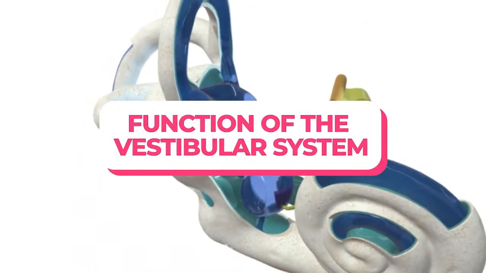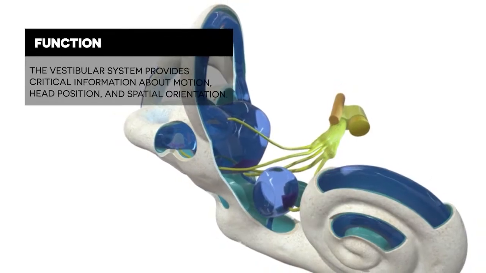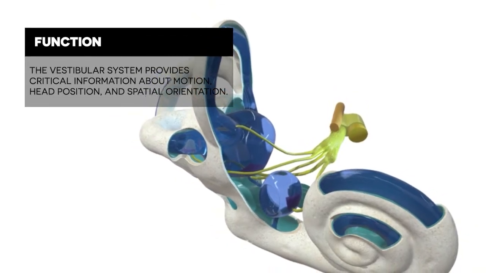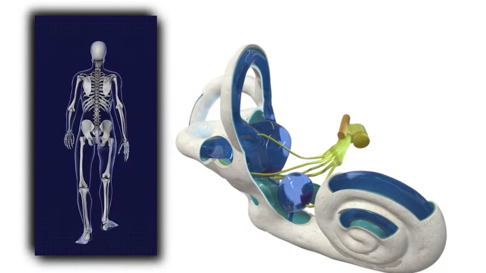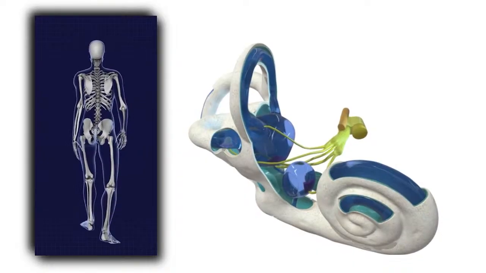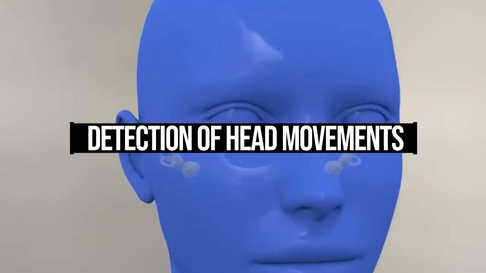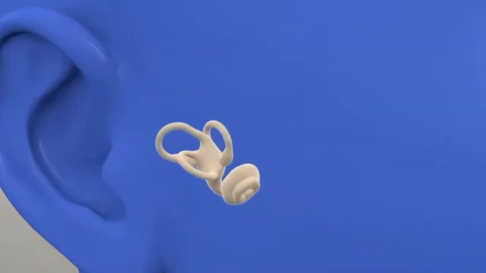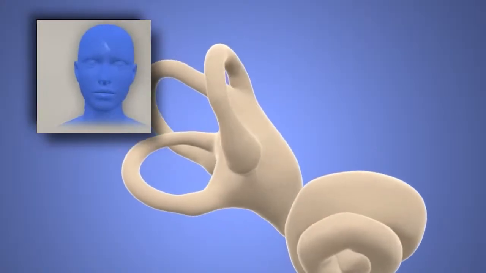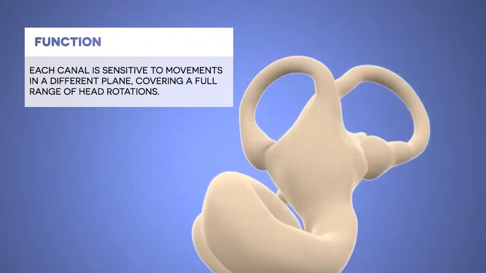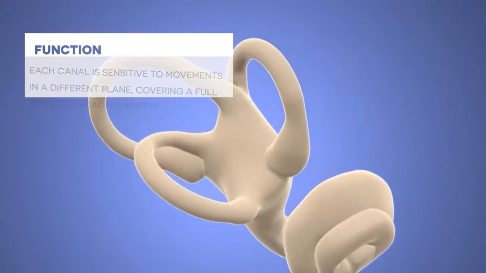Function of the vestibular system. Balance and equilibrium. The vestibular system provides critical information about motion, head position, and spatial orientation. It helps maintain balance and stabilize the eyes and body during movement. Detection of head movements. The semicircular canals detect rotational movements, like turning the head side to side, nodding, or tilting. Each canal is sensitive to movements in a different plane, covering a full range of head rotations.